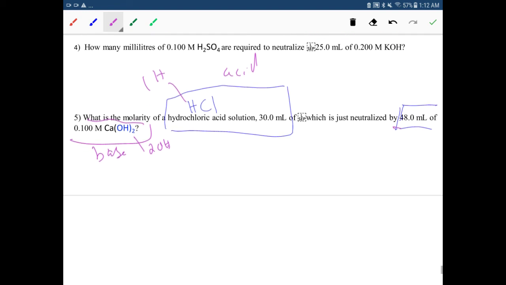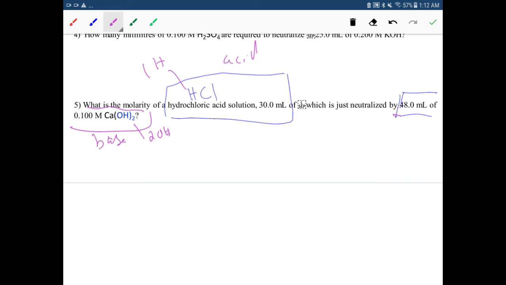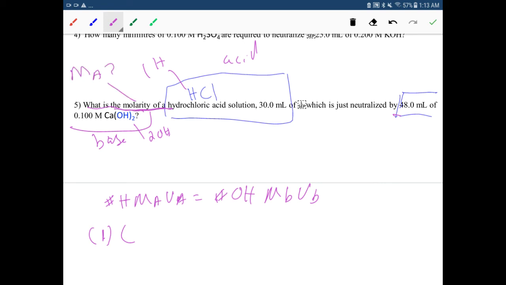So let's use that formula then. It's going to be number of H's, MA VA, equals number of OH's, MB VB. The number of H's in HCl is 1. Let's see what the question is asking. What is the molarity of hydrochloric acid? It's basically asking what is MA. That's our unknown variable.